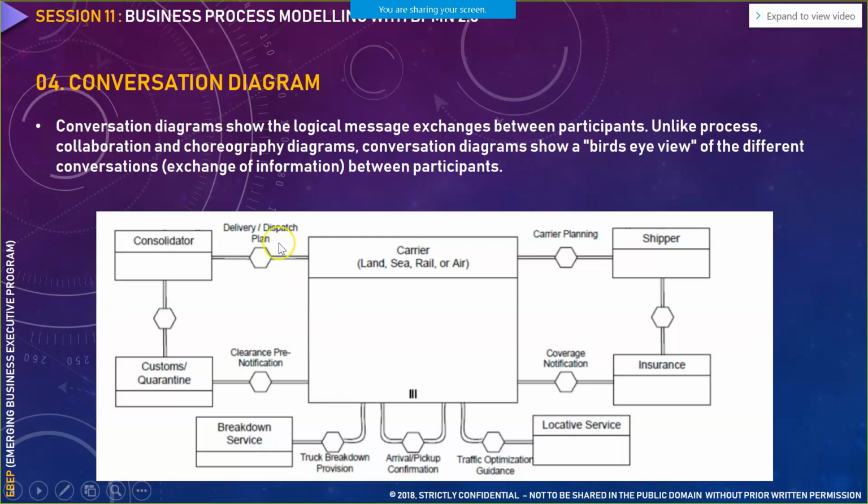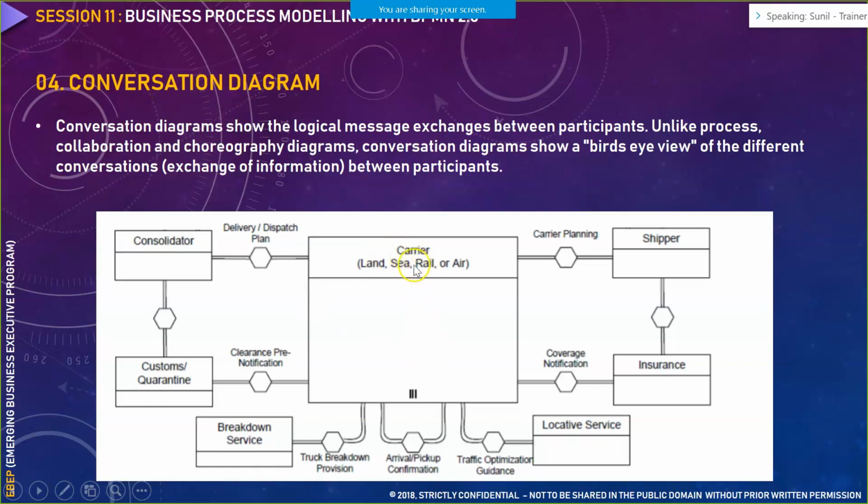Then comes your conversation diagram, which shows the logical message exchanges between participants. Unlike process, collaboration and choreography diagrams, the conversation diagram shows a bird's eye view of different system components. So these are the different modules within a particular system. When we integrate them as a whole, how the system would look as a whole is something your conversation diagram shows.